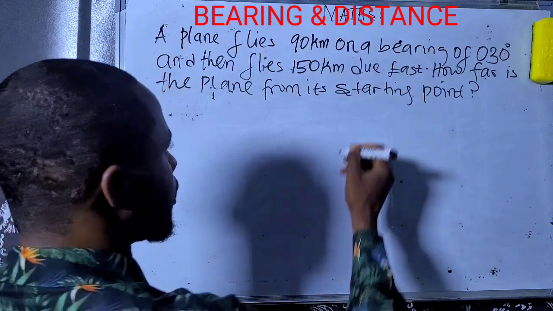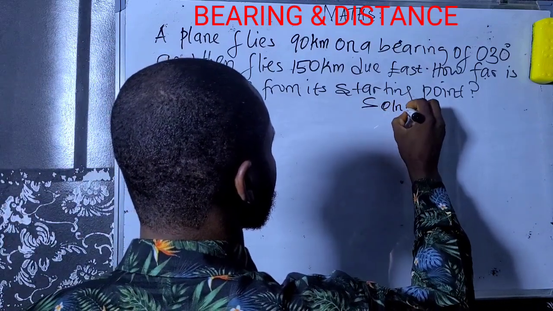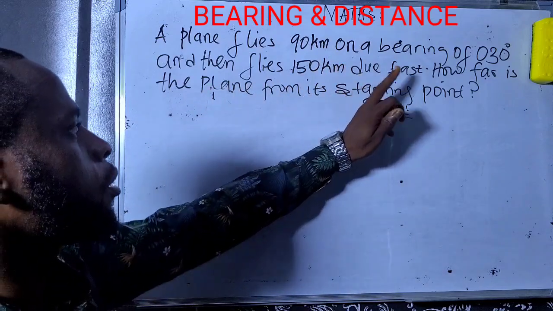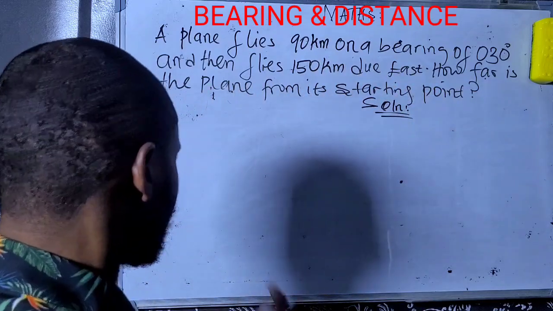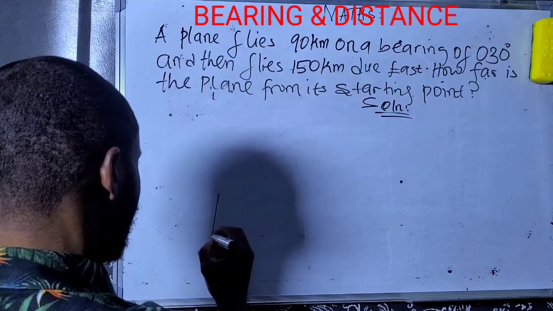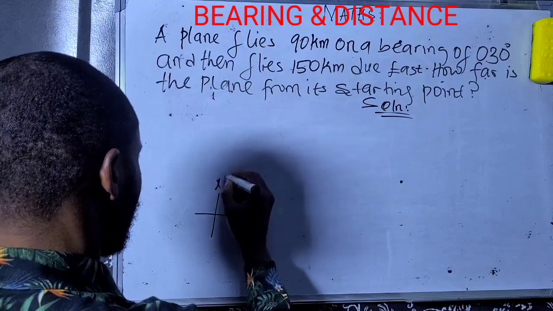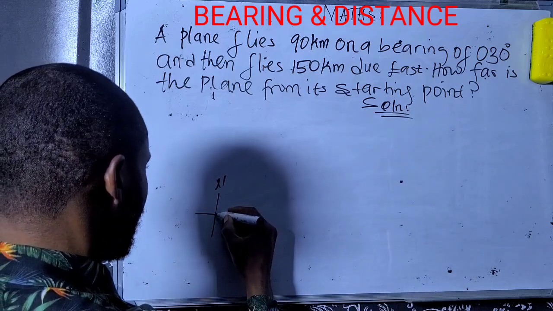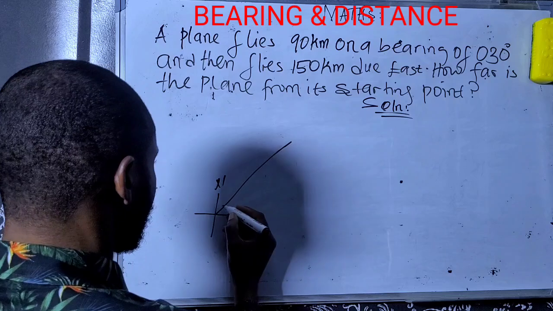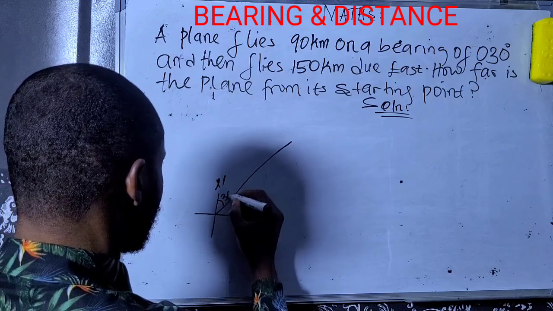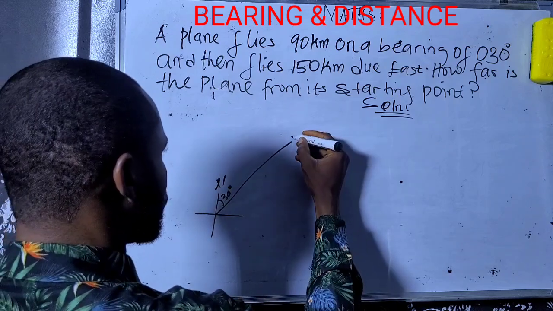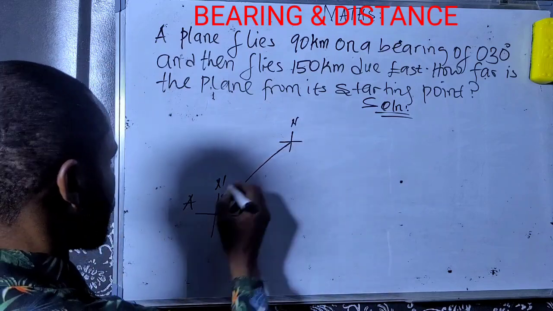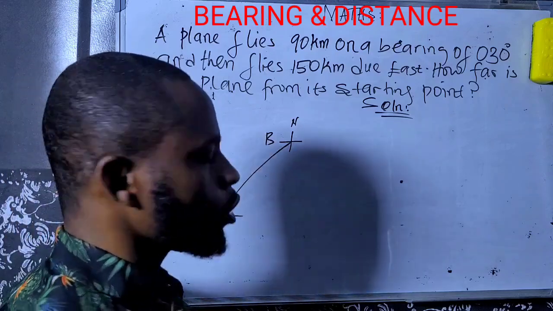Here first, I put down the solution. Now to read the question again, it says a plane flies 90 kilometers on the bearing of 30 degrees. First thing, place your compass needle here. Now this is your north. Now 30 degrees should be in between. You put here 30 degrees to a particular point here. This is still your north. Then you can call this A and call this point B.